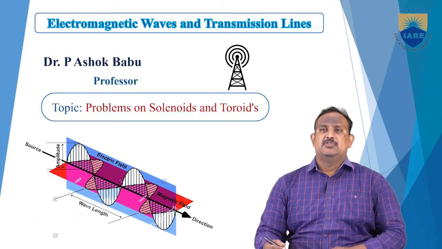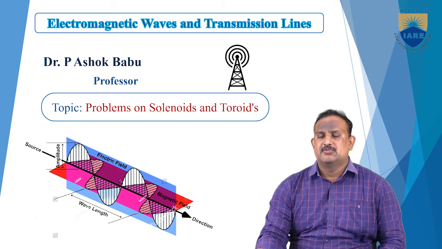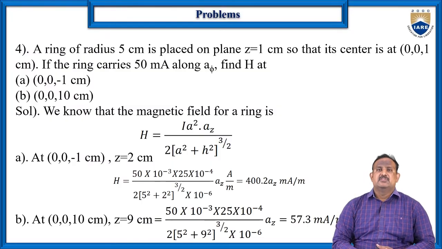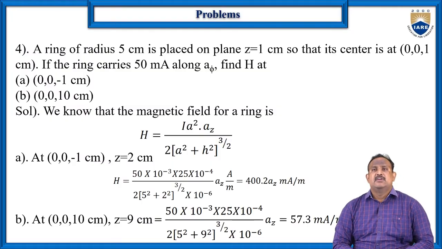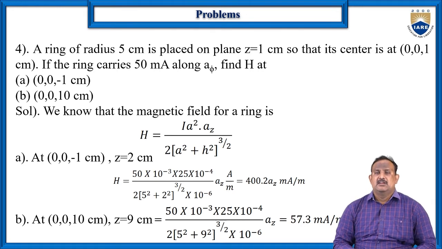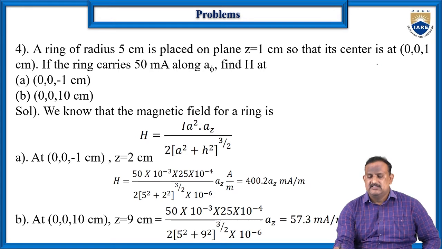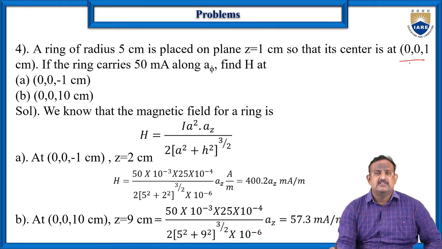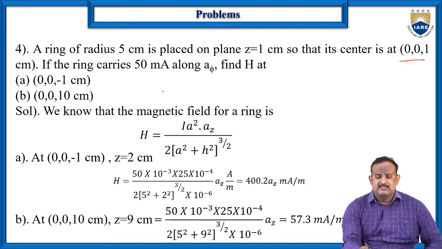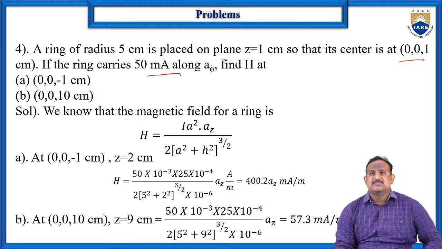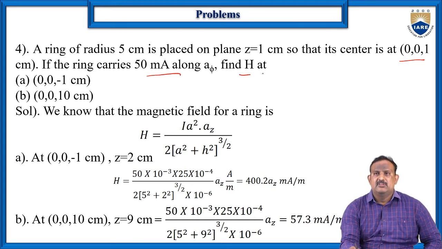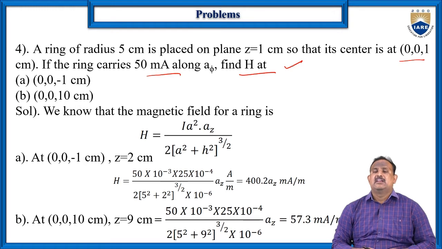So in this video, I am going to discuss some problems in magnetostatics. The first problem is: a ring of radius 5 centimeters is placed on the plane z equal to 1 centimeter, so that its center is at (0, 0, 1 centimeter). If the ring carries 50 milliamps current along a phi, then we need to find the magnetic field intensity.